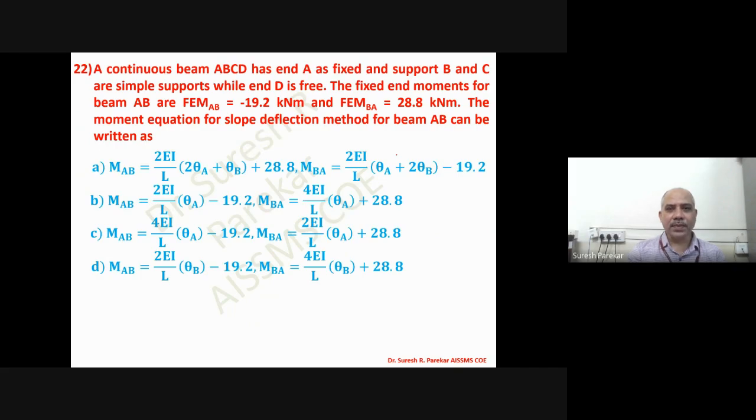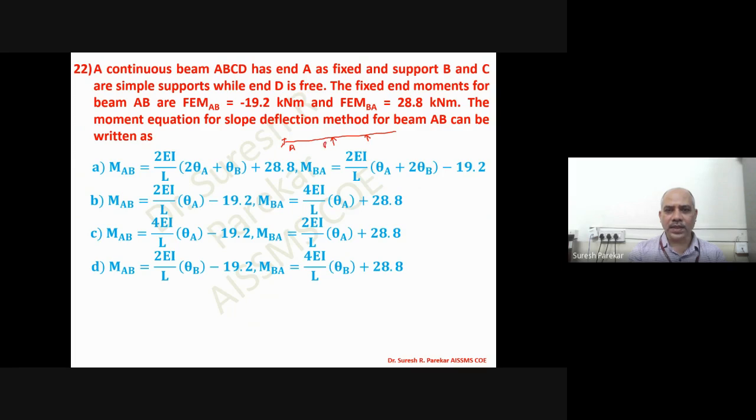Then a continuous beam ABCD. So this is fixed at one end. Then we have continuous at B and C, so we have continuous over here and free at D. We are interested in AB.